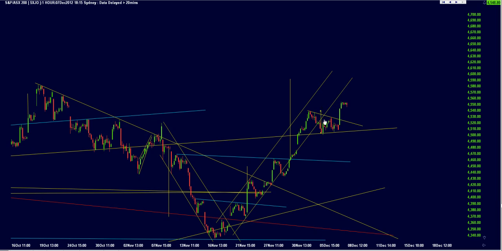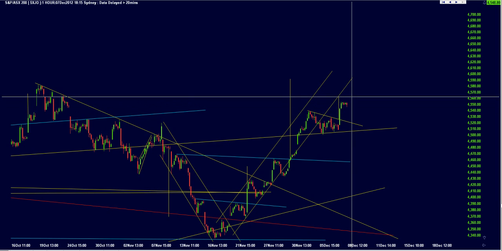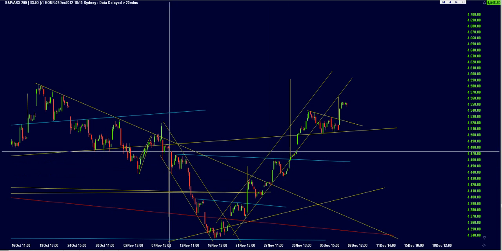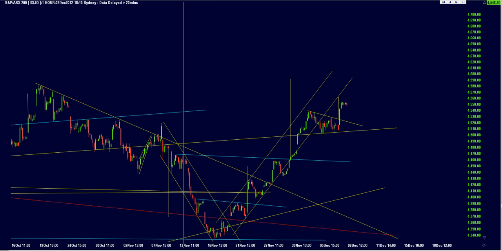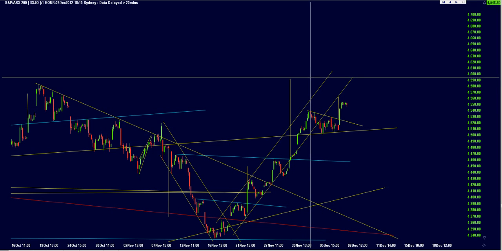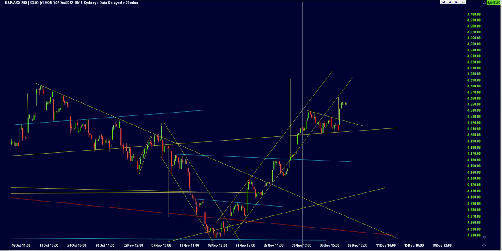By measuring the first reactive move down of this pattern, we could expect to see the ASX 200 rally up at least to that 4,560 area. And we also have this large inverted head and shoulders pattern. Now, it's not the best looking inverted head and shoulders pattern, but I am going to call it for what it is. And we do have an expected move from this pattern of around that 4,590 area.